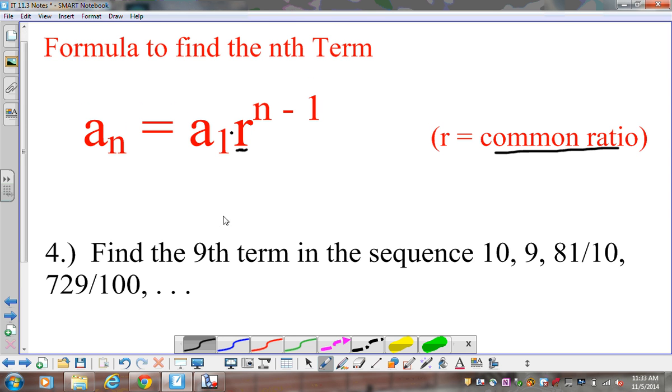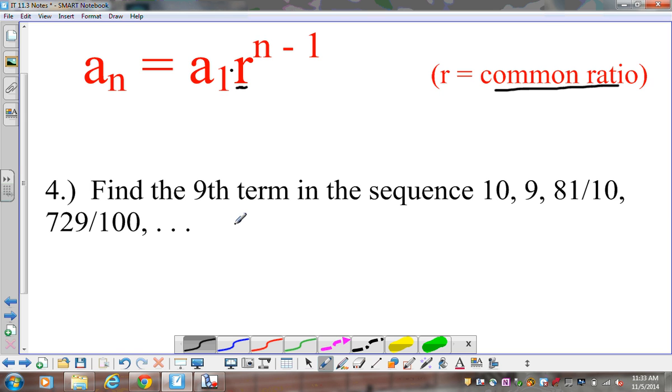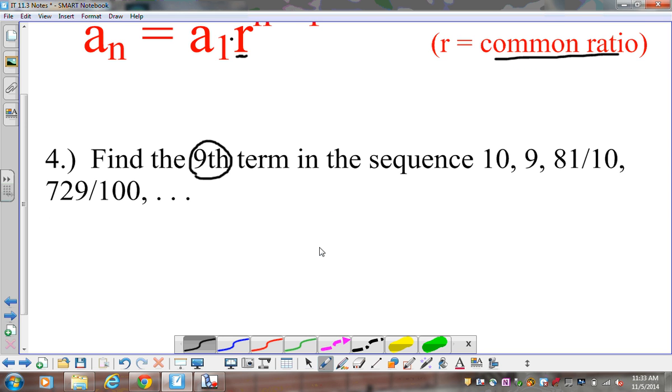All right, so let's just start jumping in and find some examples. It says find the ninth term in this particular sequence. Now they don't tell me it's geometric, but I know it is, so let's go ahead and find my common ratio first. Remember we take my second term, which is 9, and divide it by my first term, which is 10. So 9 divided by 10 will give me 9/10. If you want to call that 0.9, that's perfectly fine.